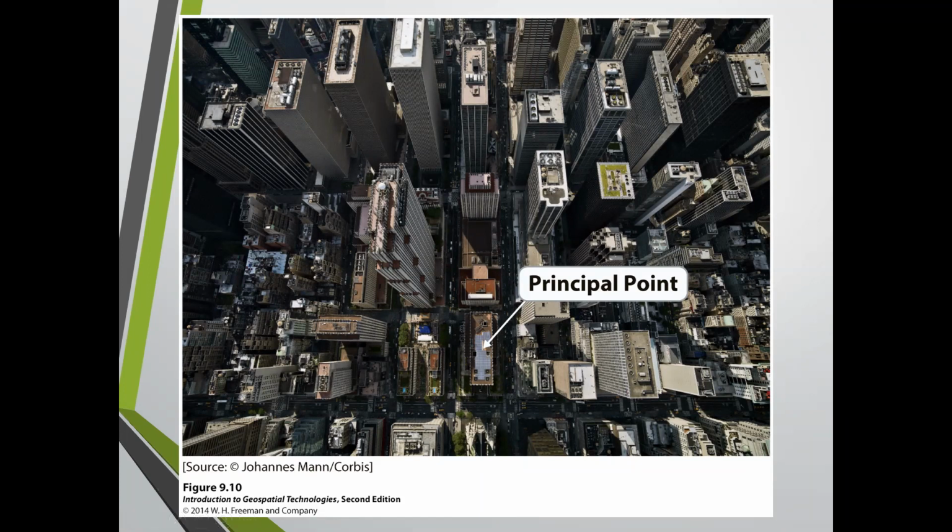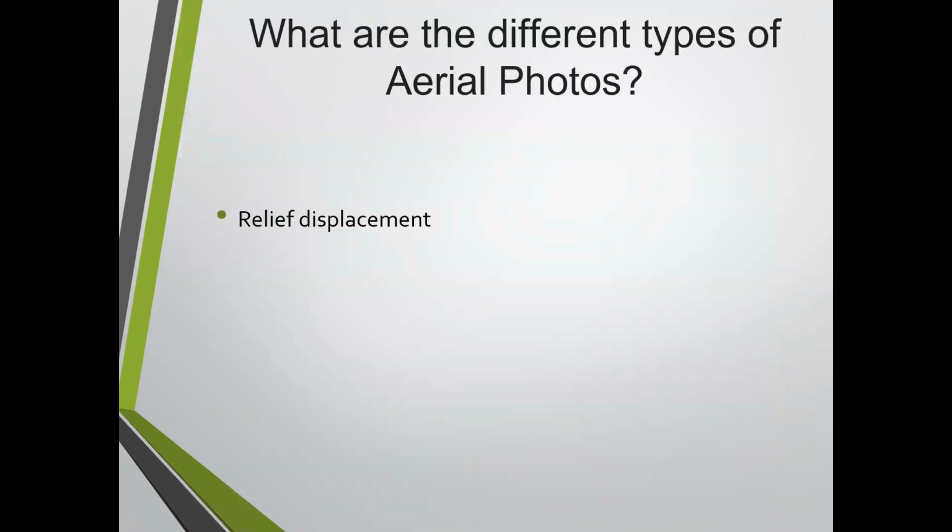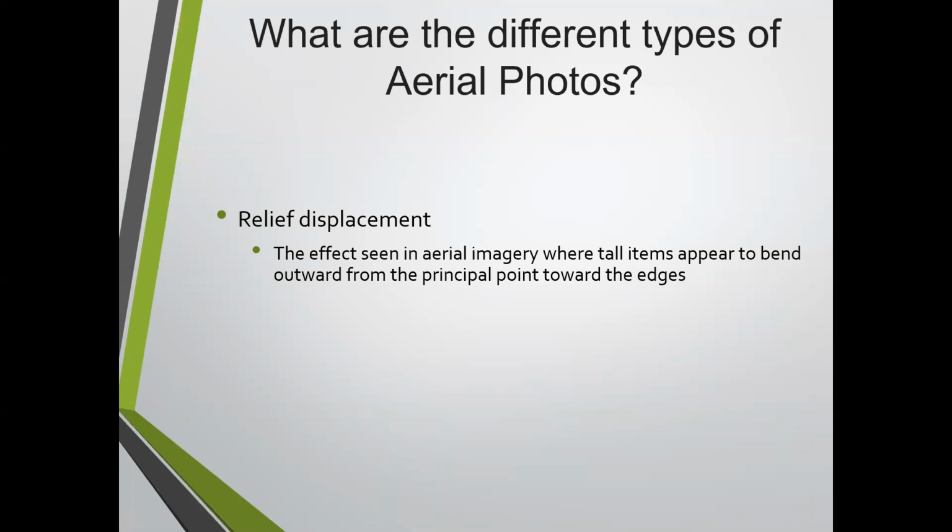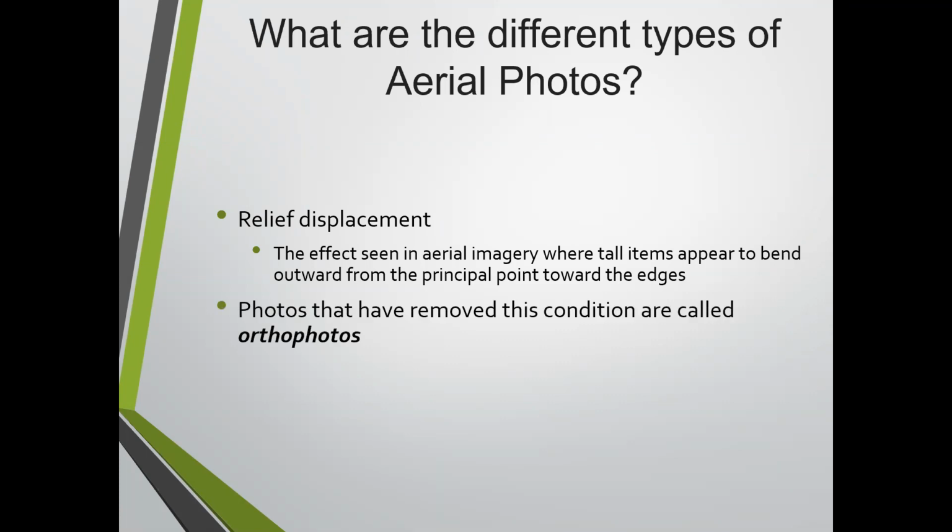So to be useful, they have to get rid of that relief displacement. So they'll produce what are called orthophotos, where they take and rectify that out. And we're not going to get into how that works. That's probably done mostly by computer algorithms nowadays. But okay, so relief displacement: effects seen in the aerial image where objects appear to bend or move away. And photos that have removed that condition are called orthophotos.